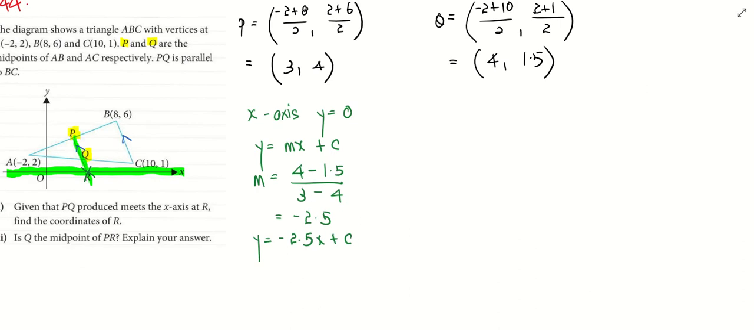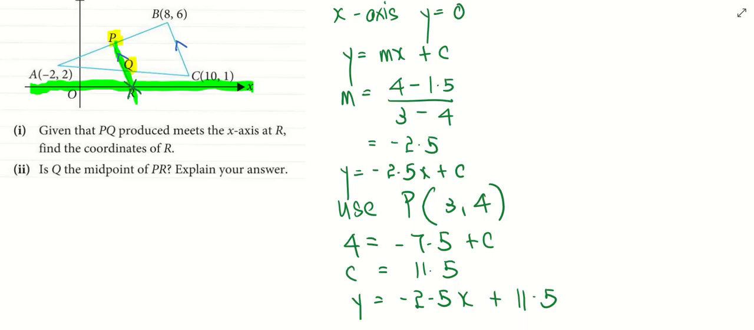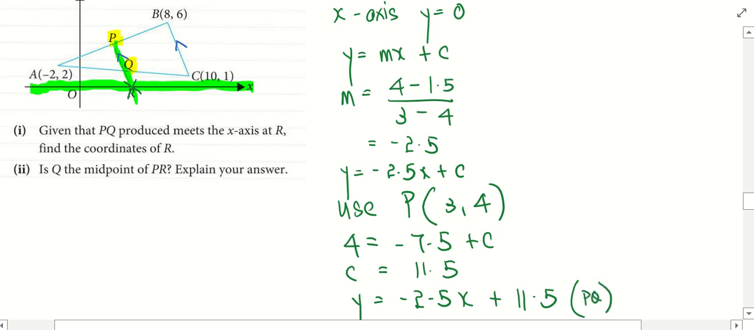Remember, I can use either P or Q, but I choose to use P because they are all integers. Remember, the diagram has a lot of different lines. In order for us not to get confused, it will be good once I find the equation of the line that I want, to indicate which particular line it is for. In this case, it's for PQ.